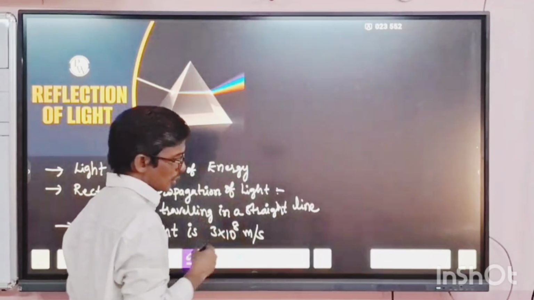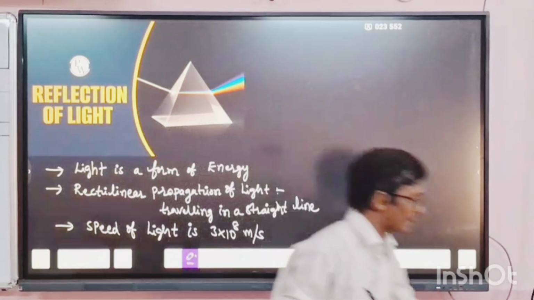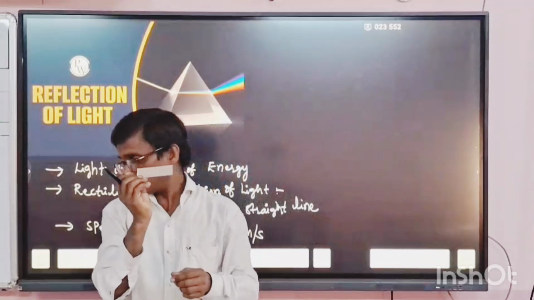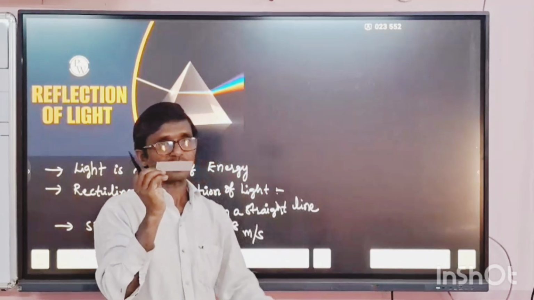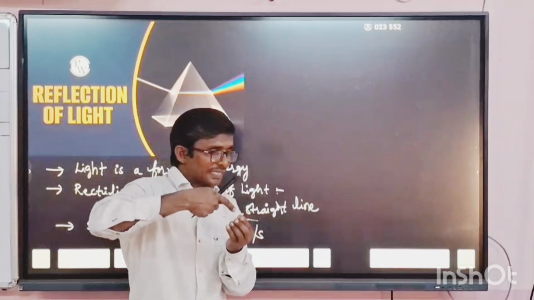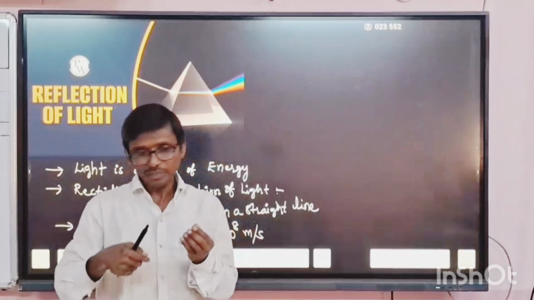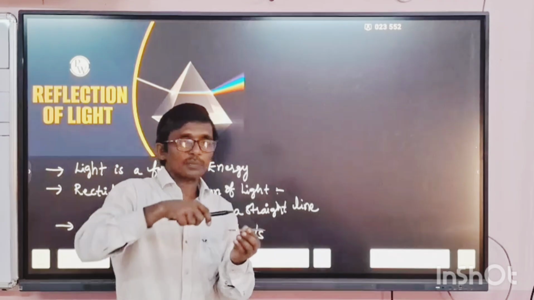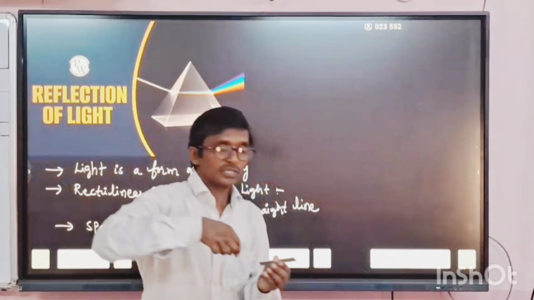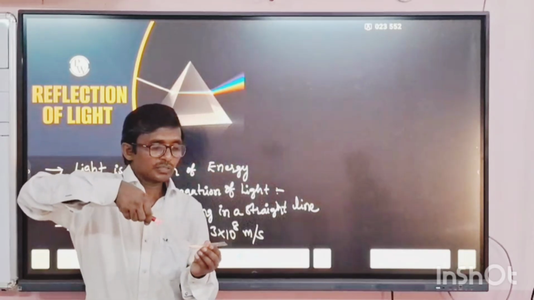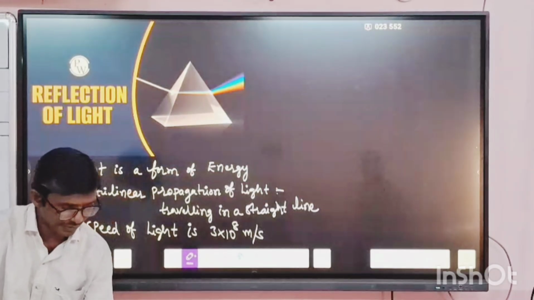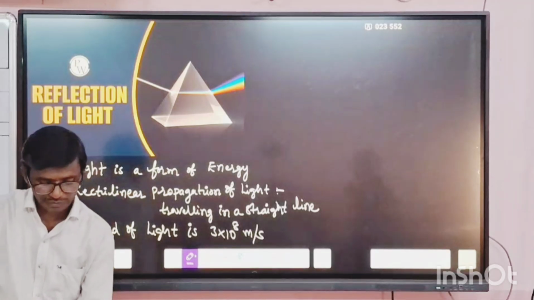Now we will discuss. Suppose we take one plane mirror. This is the plane mirror we are taking. When light falls on the plane mirror, the light returns back. Suppose this is a plane mirror and light is falling on it, it will reflect the light.